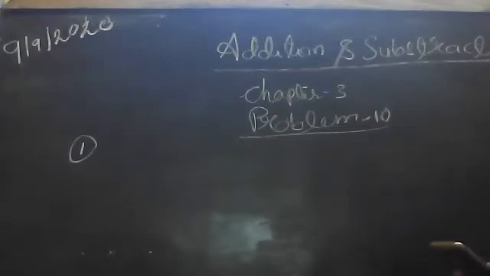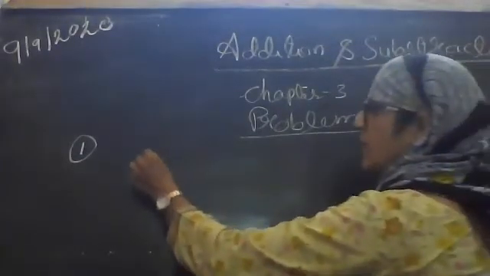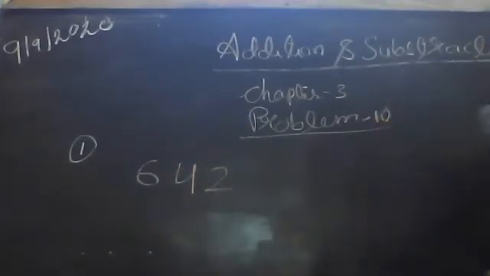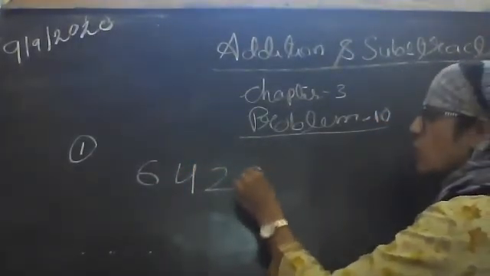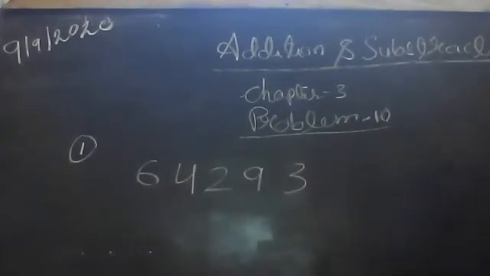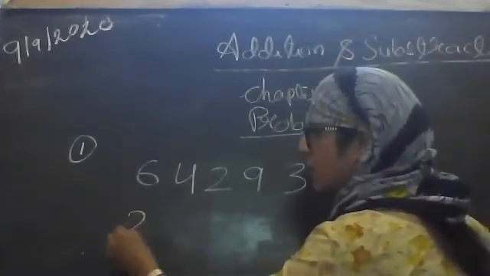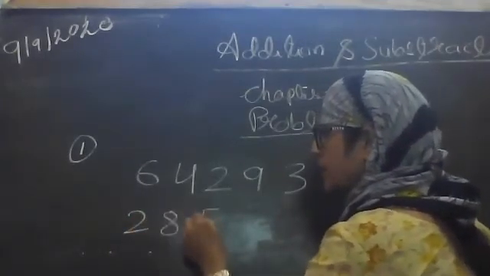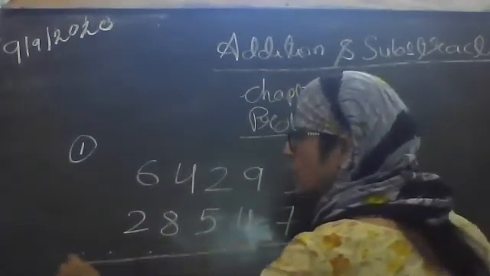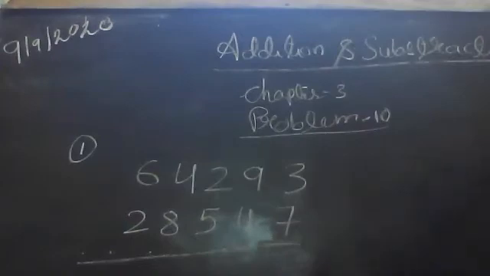The first sum I am going to show you is 64,293. You see, give some space in between the numbers, so that you won't find any confusion. Okay. Now 28,547. Okay.